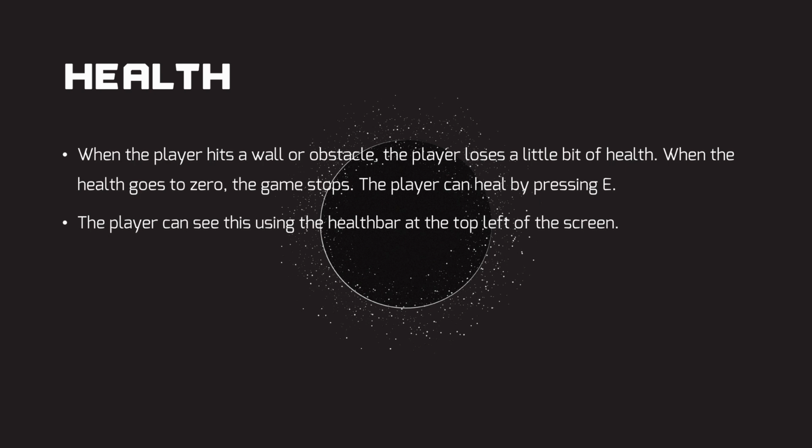When the player hits a wall or obstacle, the player loses a bit of health. And when the health goes to 0, the game stops. But the player can also heal by pressing E. But how do we know that? They see a health bar on the top left of the screen. So let's go back just for a second here.